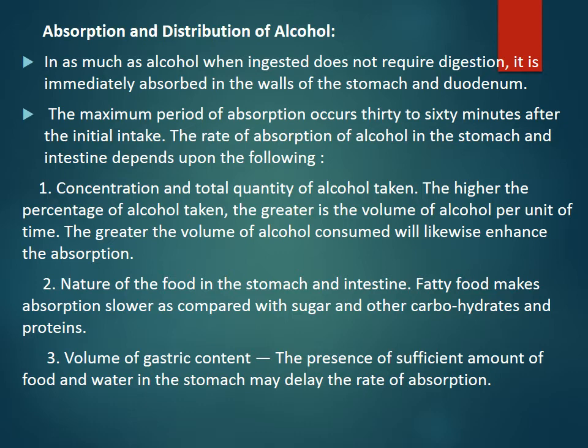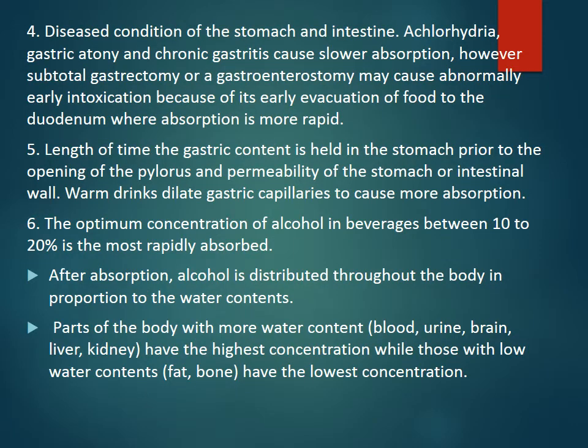And then volume of gastric content. The presence of sufficient amount of food and water in the stomach may delay the rate of absorption of alcohol. Next, disease condition of the stomach and intestine like achlorhydria, gastric atony, and chronic gastritis causes slower absorption. However, subtotal gastrectomy or gastroenterostomy may cause abnormally early intoxication because of its early evacuation of food to the duodenum where absorption is more rapid.